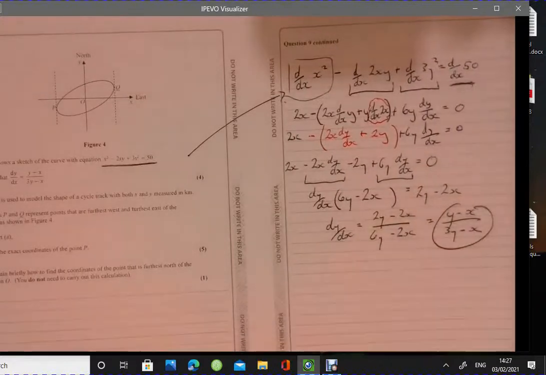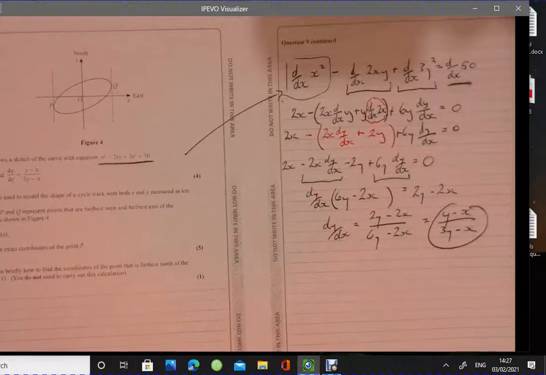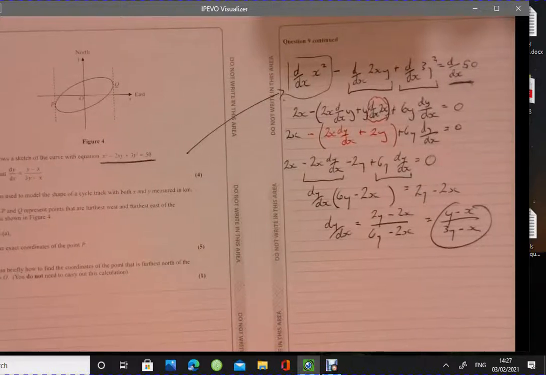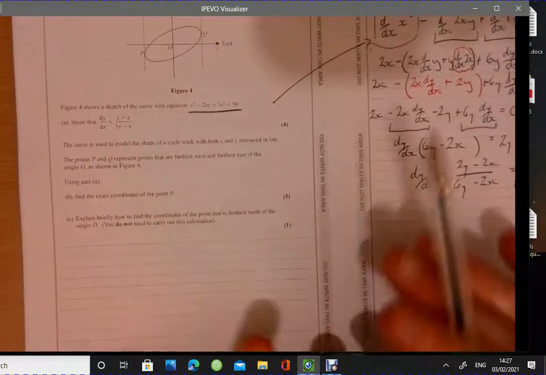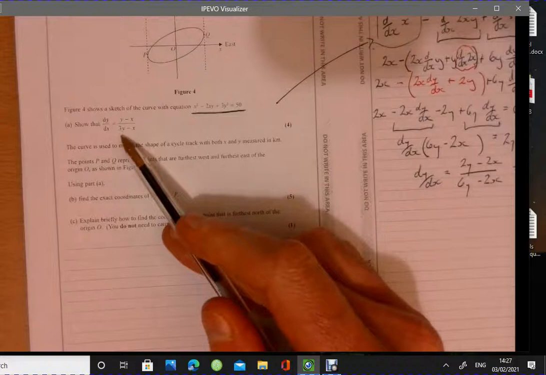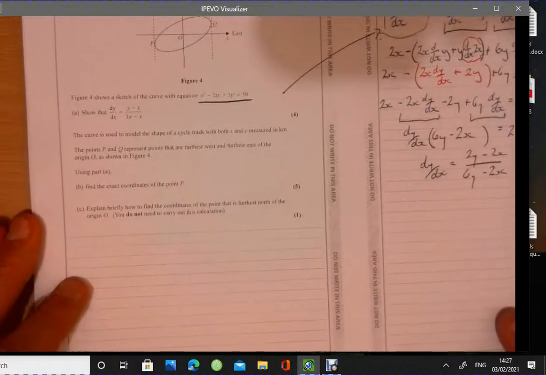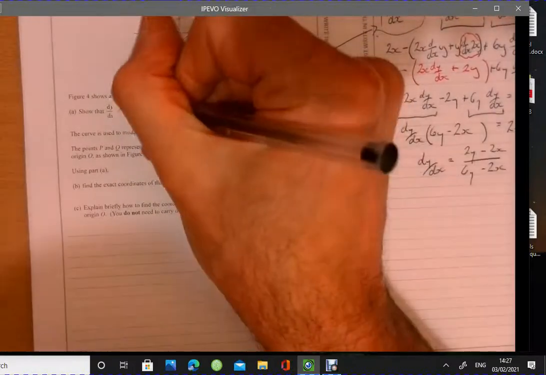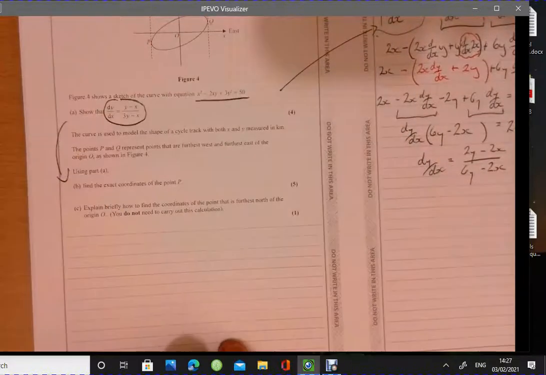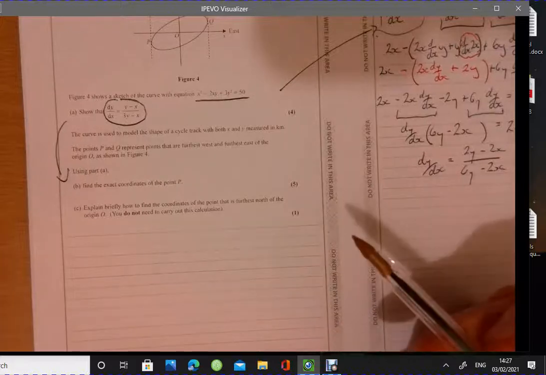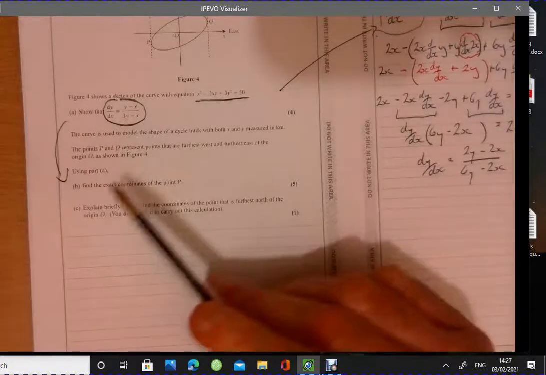Right, okay, let's have a look now at part B of the question. So let's go back and have a look at part B. Now remember, it's a show that question, isn't it? On a show that question, you can be sure it's told you this. We need to use it down here. So let's think about what it is actually asking us to do.